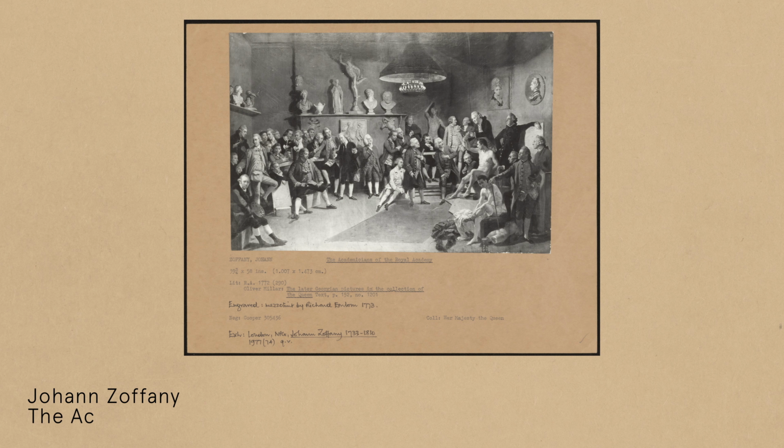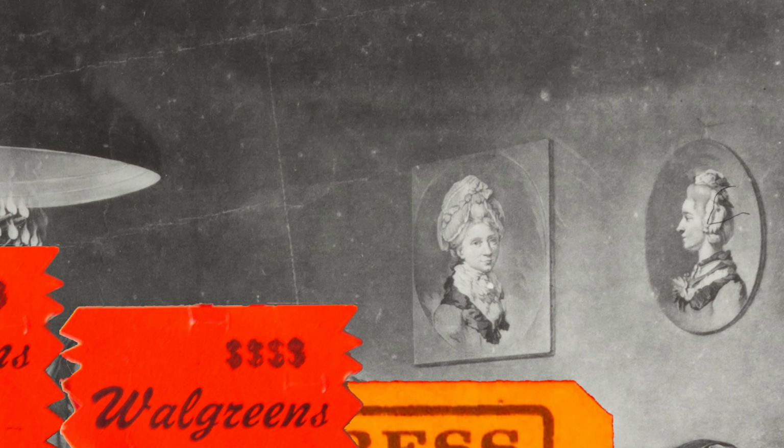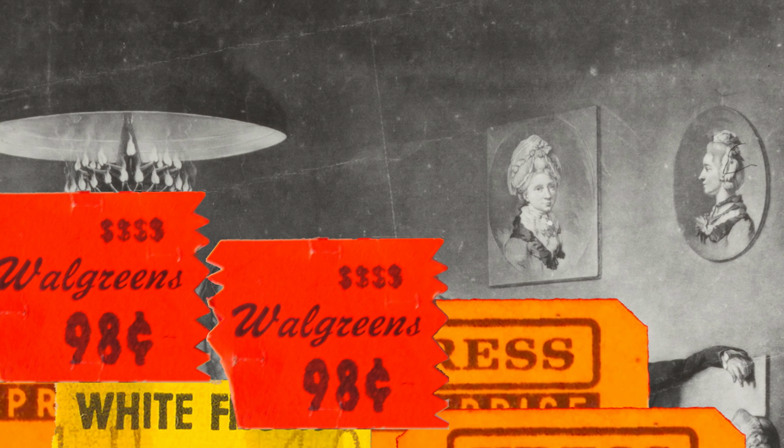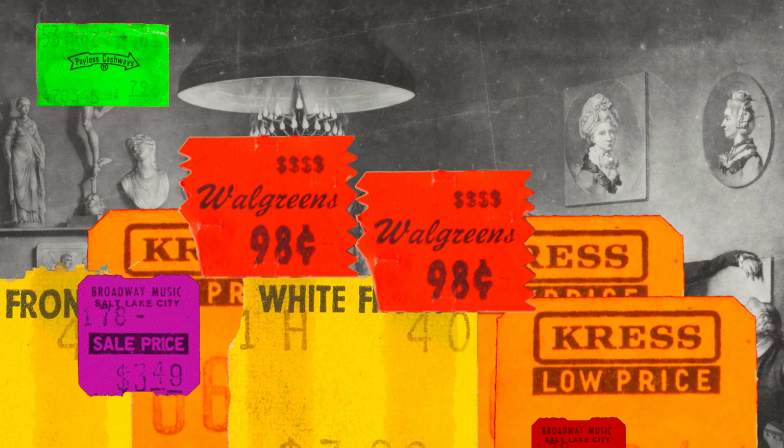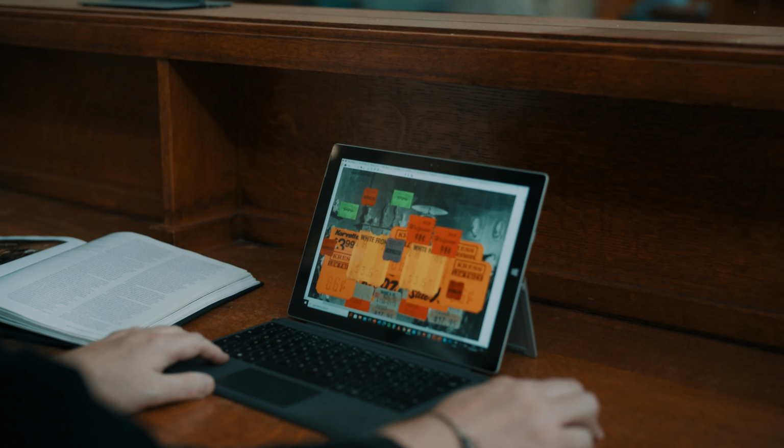So one of the things that I did with these digital manipulations is, with price labels, disguise all the rest of the male Royal Academicians and just focus the attention of the picture on these two women. So it's a way of kind of re-emphasizing their role.